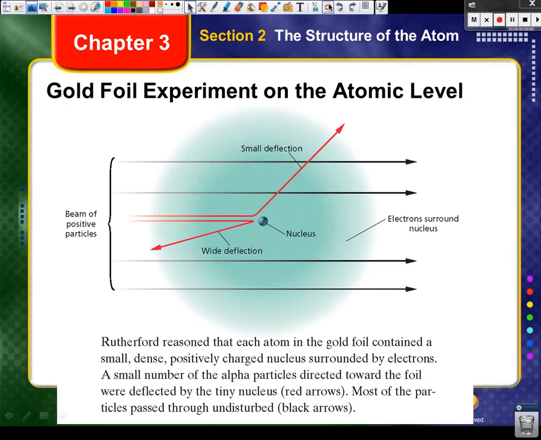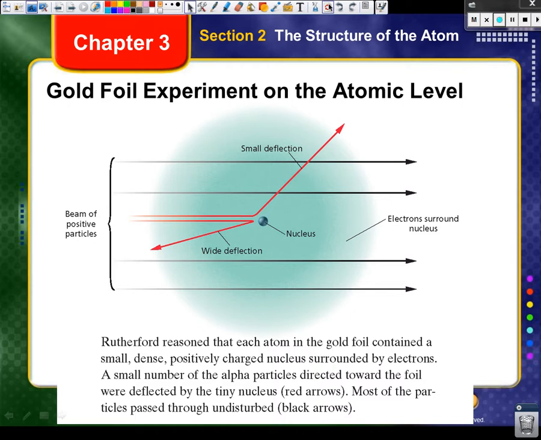I want to read you this. This is out of the textbook. It says that, first of all, he said, imagine if you had fired a 15-inch artillery shell at a piece of tissue paper and it came back and hit you. That was what he wrote in his thesis whenever he was going through this. I mean, imagine that, an artillery shell bouncing back at you. That's crazy.